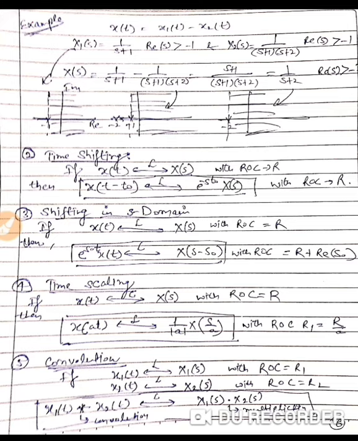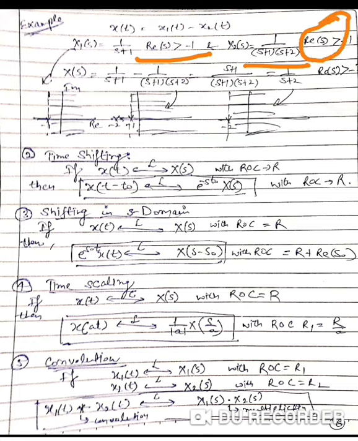For example, we have x(t) equal to x1(t) minus x2(t). X1(s) is 1 upon s plus 1, and its region of convergence will be the real part of s greater than minus 1. For X2(s), it is 1 upon (s plus 1)(s plus 2). Its ROC will be the real part of s greater than minus 1, as it will be the intersection of the two functions.